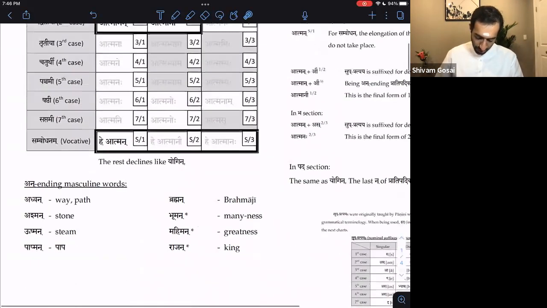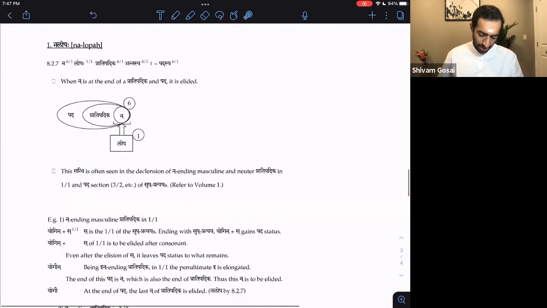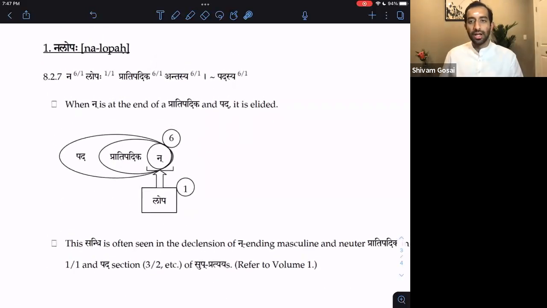Okay, so let's quickly look at that. You don't need to pull up your Sandhi book. If you want to, you can, but this is Nalopaha, but it's on the screen here, so we're only going to look at it for a moment. This is the sutra we were just talking about. And what it says is when na is at the end of a pratipadika and pada, it is elided. So that's why when we have atman, 1-1, then it just becomes atma.